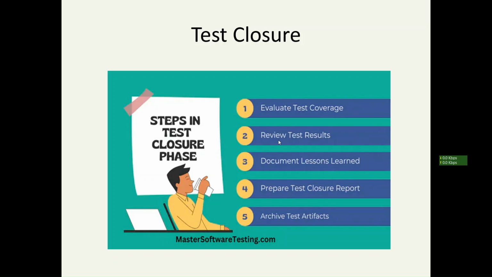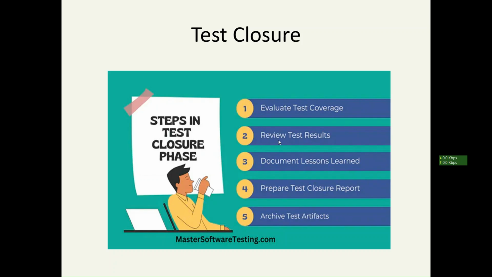This is part of a series we are posting on manual testing. In the last video we saw test execution, the fourth phase in the software testing life cycle, and this is the last phase, the test closure phase. Test closure, in simple terms, means closing all the testing activities and preparing the reports. That is what we do in the test closure phase.